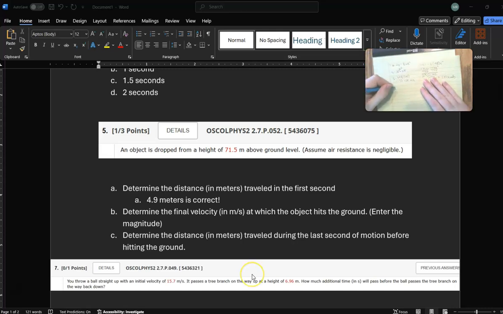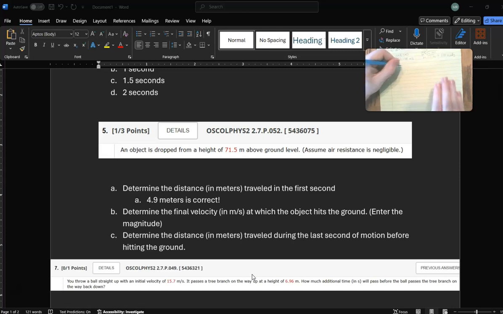So that is B. So this would be C here. Determine the distance traveled during the last second of motion before hitting the ground. All right, so in this case, again, we're going to be using the absolute value equation. So to start off, we're going to find our initial velocity.